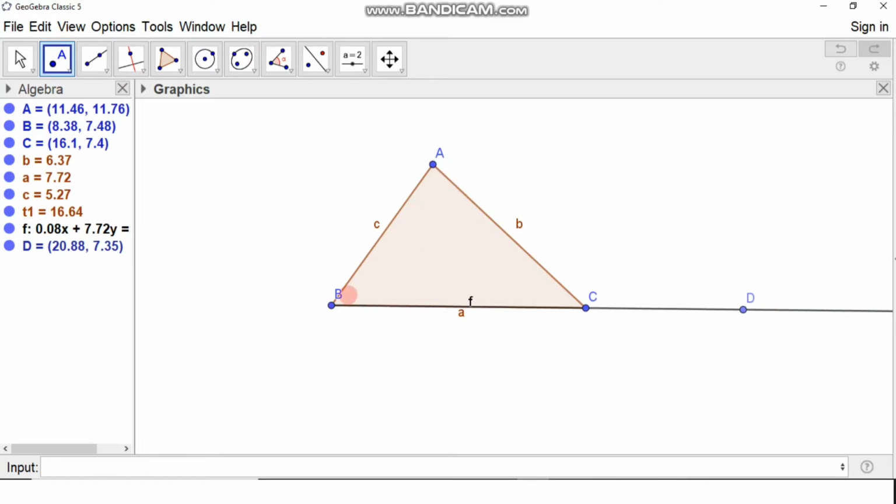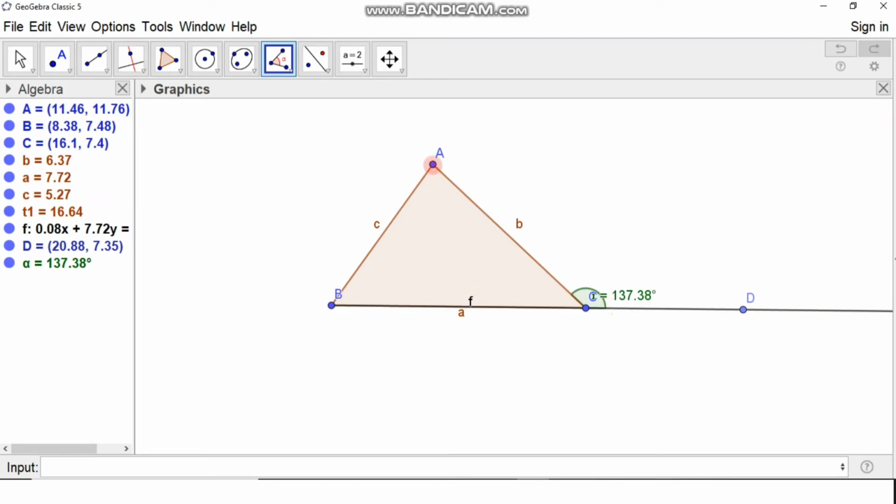So for that we have to measure all the three angles, that is angle ACD, angle CAB and angle ABC. So for that one, click on the angle icon, then click on point D, then on point C and then on point A to have the measure of angle ACD. The measure of angle ACD is 137.38 degrees. So this is the measure of angle ACD, which is the exterior angle of a triangle.